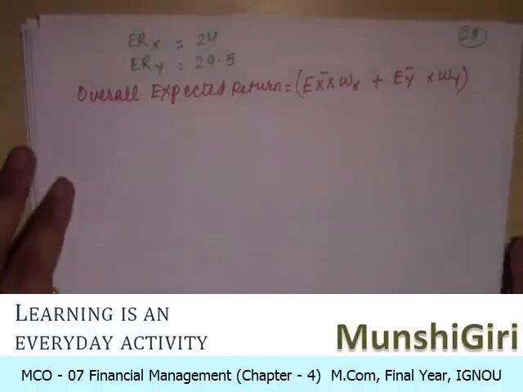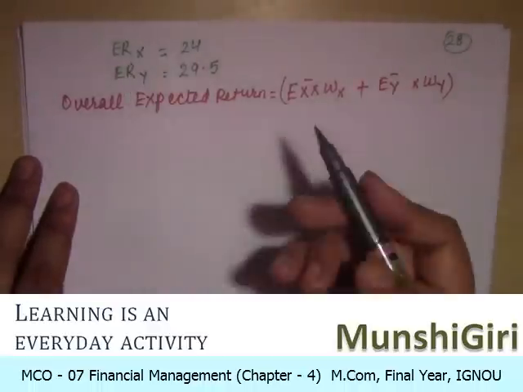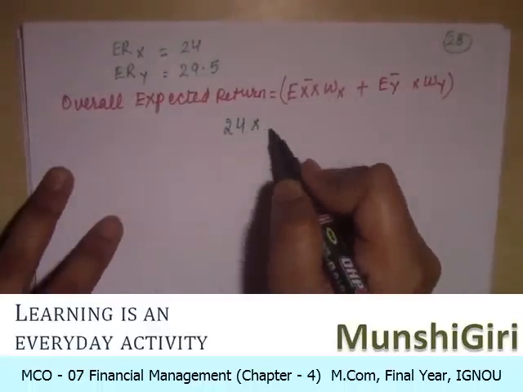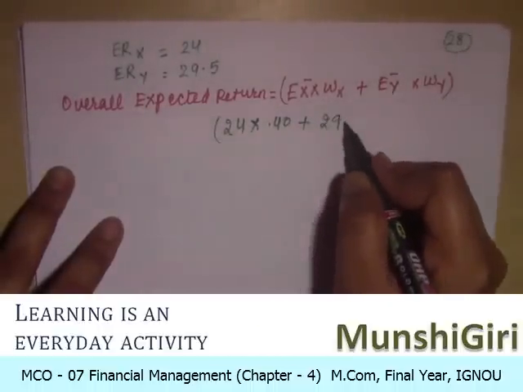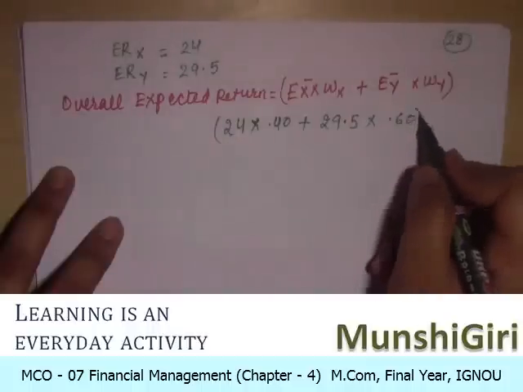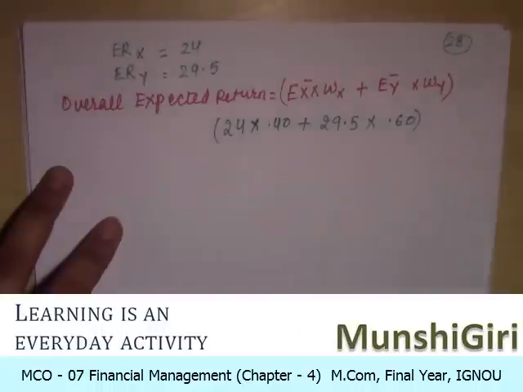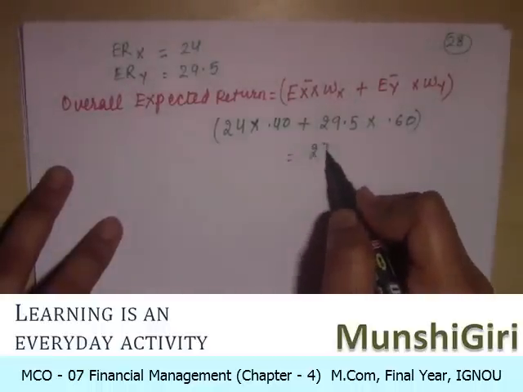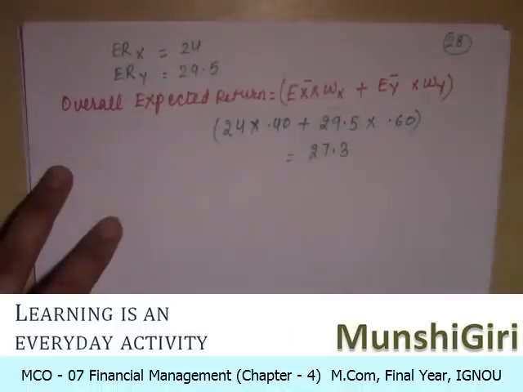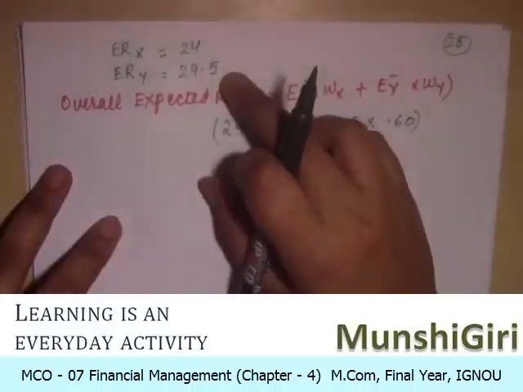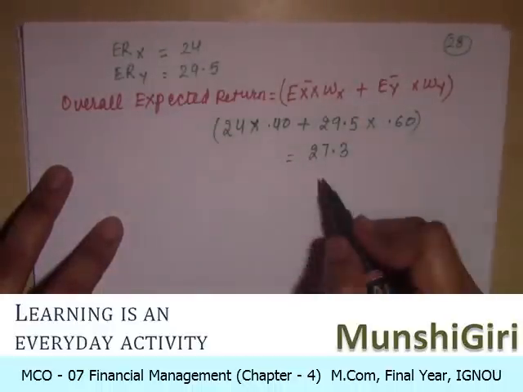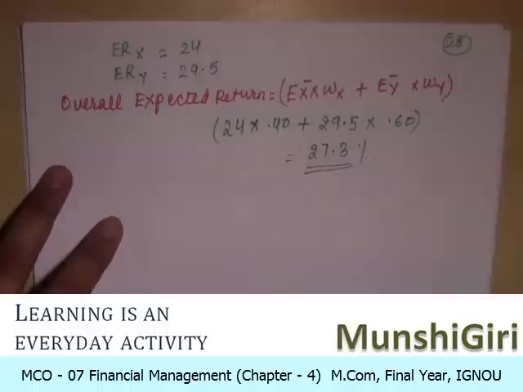So this is how we calculate the overall expected return. Expected return of X is 24 into weight of X, 0.40, plus expected return of Y, 29.5, multiplied by the weight of Y, 0.60. Now how much does it come out to be? I think it's 27.3. The individual securities gave expected returns of 24% and 29.5%, but the overall expected return of the portfolio is 27.3%. This was about the return of two assets.